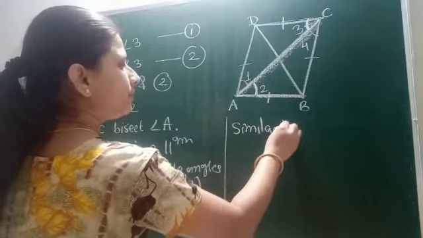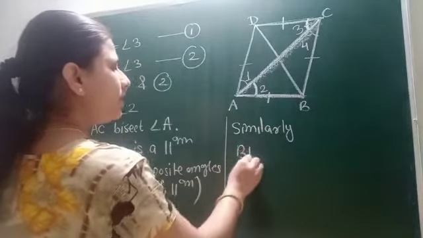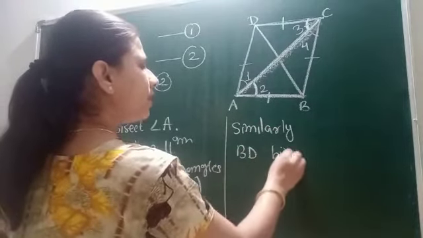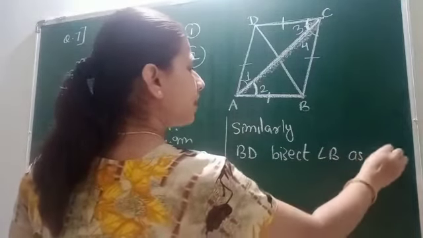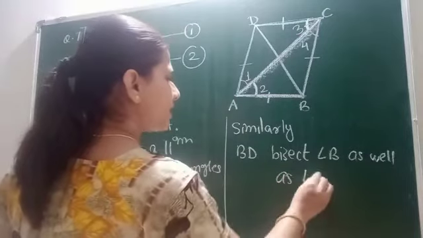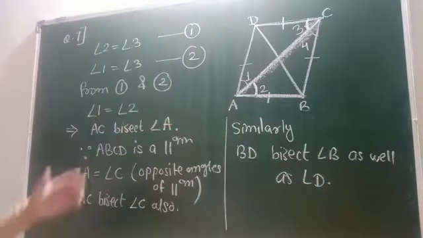Similarly, BD bisects angle B as well as angle D. This is the complete solution of question number 7.